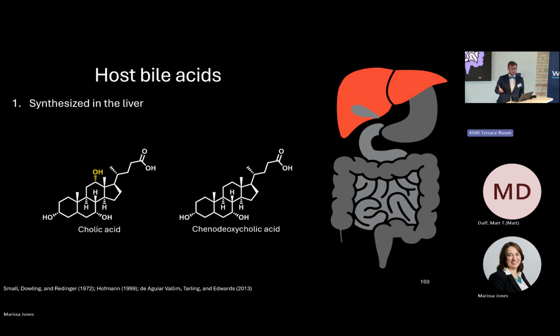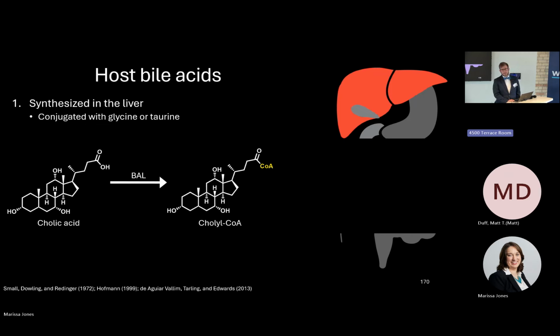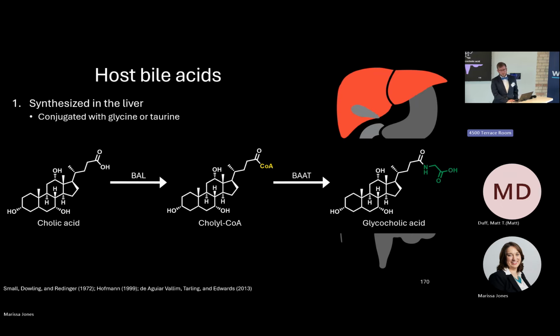Bile acids themselves are hydroxylated sterols. They're built from cholesterol. They come in two primary flavors, cholic acid and chenodeoxycholic acid, the key difference being highlighted here in yellow with the lack of a hydroxyl group. These are then conjugated with glycine or taurine in the liver, and it's a two-step reaction where first coenzyme A is ligated at that C24 carbon by the enzyme bile acid CoA ligase, or BAL, followed by aminoacyl transfer of glycine or taurine by the enzyme bile acid amino acid N-acetyltransferase.